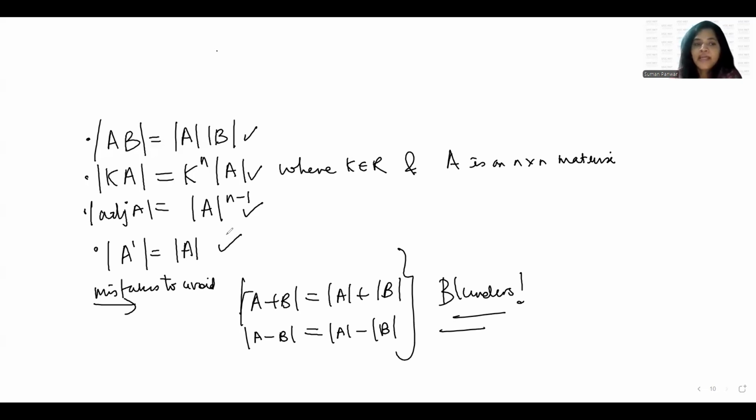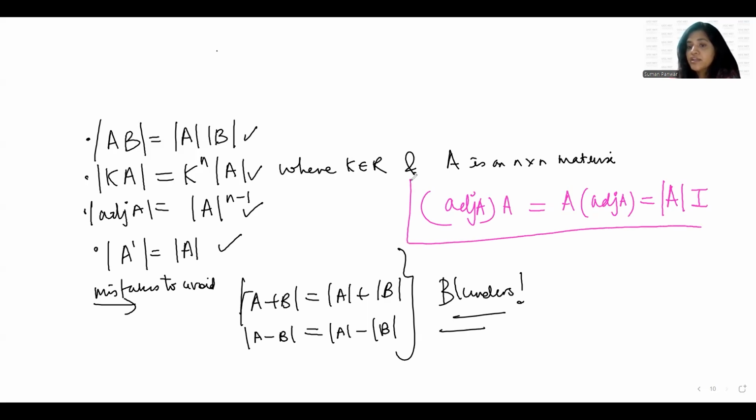Clear? Then we have one very beautiful theorem, which is always true. So adjoint of A when you multiply with A is equal to A when you multiply with adjoint of A is equal to determinant of A into identity matrix. This is always going to be true.